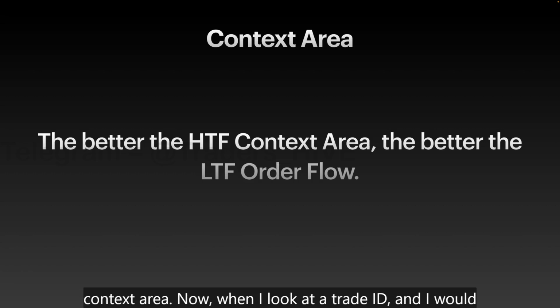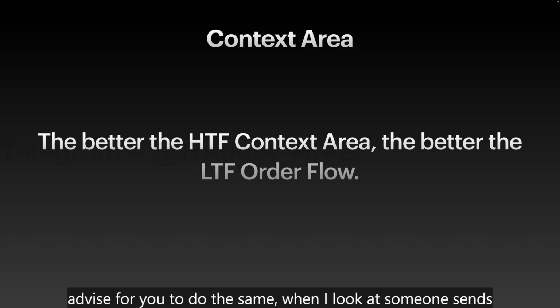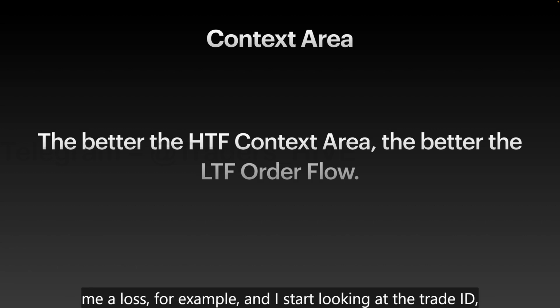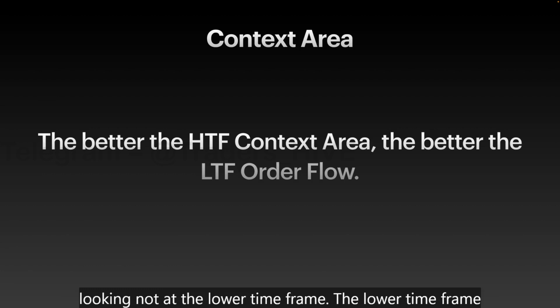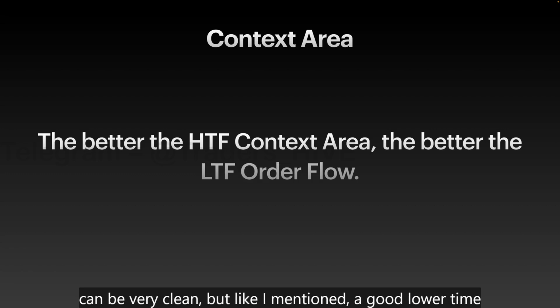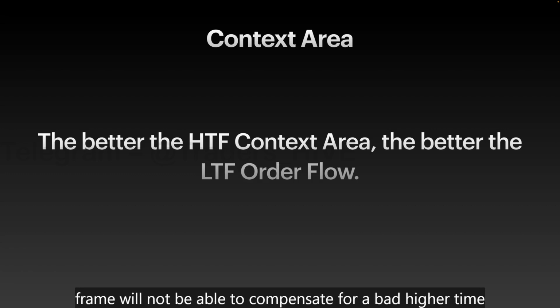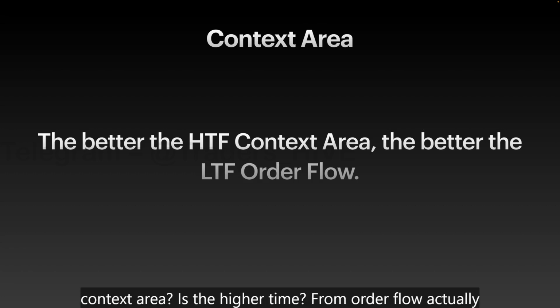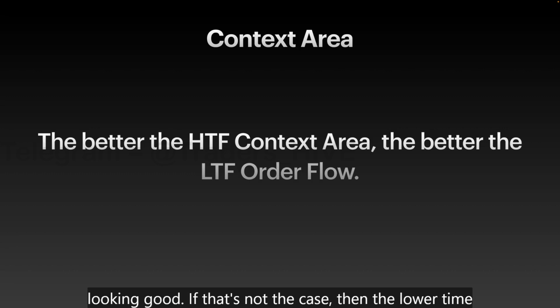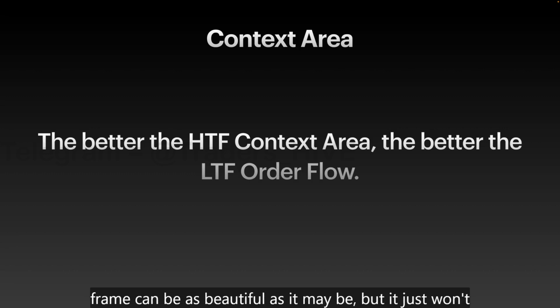Now, when someone sends me a loss, for example, and I start looking at the trade ID to see what they might have done wrong, quote unquote, I start looking not at the lower time frame. The lower time frame can be very clean, but like I mentioned, a good lower time frame will not be able to compensate for a bad higher time frame. So I always look: what is the higher time frame context area? Is the higher time frame order flow actually looking good? If that's not the case, then the lower time frame can be as beautiful as it may be, but it just won't work out, or at least the probability of it working out is very low.